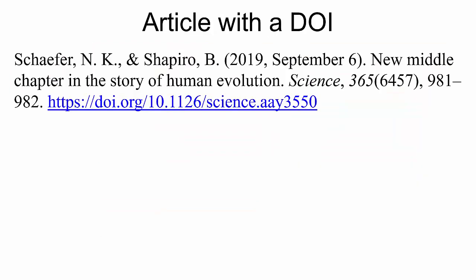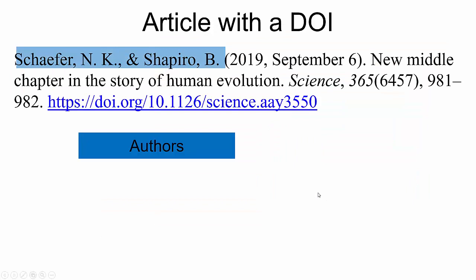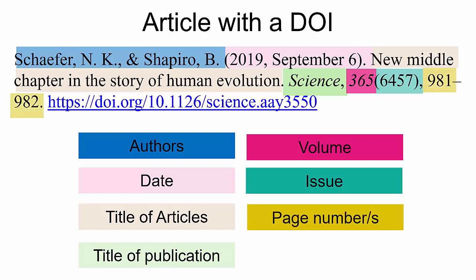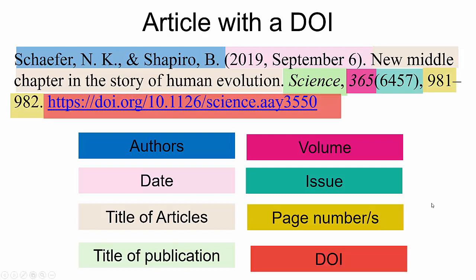Now let's look at an article with a DOI. You will notice in this example there are two authors. Same format as single author, only between the first and second author is comma, ampersand. Next is the date. Next is the title of the article. Next is the title of publication, volume, issue, page numbers. Last is the DOI, or Digital Object Identifier, which should be left in active URL format.